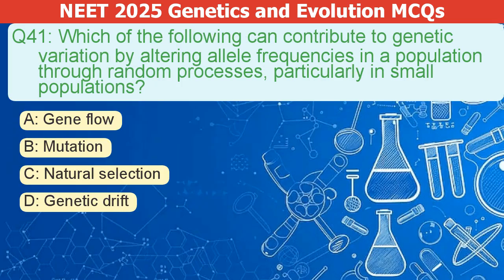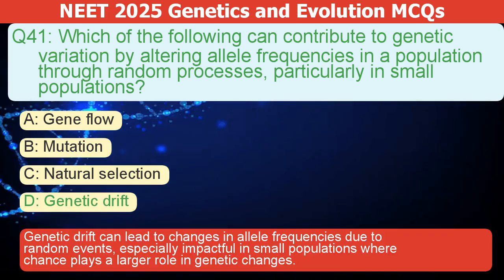Which of the following can contribute to genetic variation by altering allele frequencies in a population through random processes, particularly in small populations? A. Gene flow. B. Mutation. C. Natural selection. D. Genetic drift. The correct answer is D.